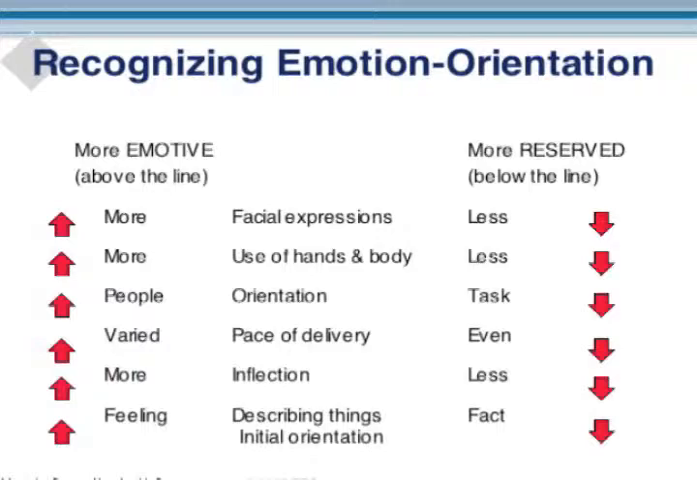In addition to that, how people use their hands and their body, their orientations, are they more people-oriented, which would be feelings above the line, or are they more task, work, detail, information-oriented below the line? Pace of delivery, it's either very even below the line, or it would be a lot of variation, which would be considered above the line, more emotive. We also look at the inflection in their voice and how they describe things, their initial orientation to feelings or facts. Wow. Would I have to remember all of these things in order to use this? It seems like a lot.